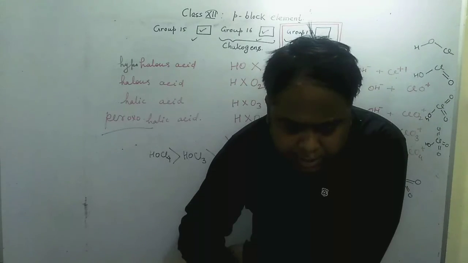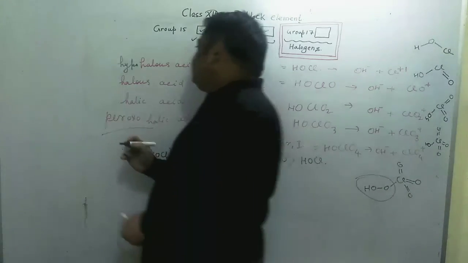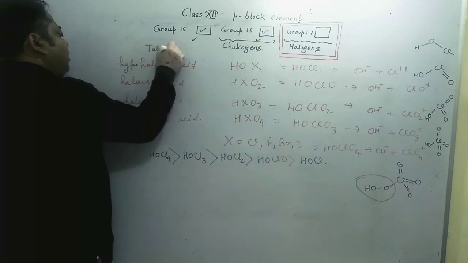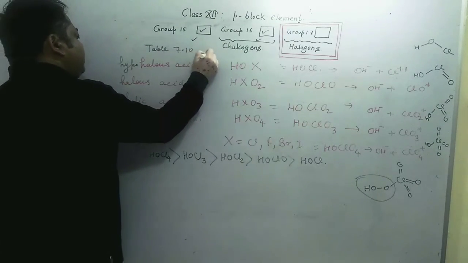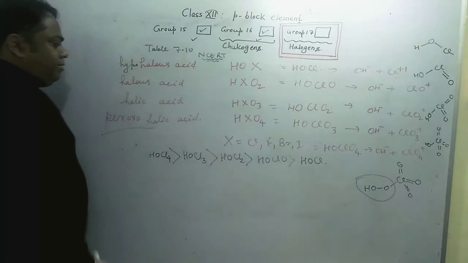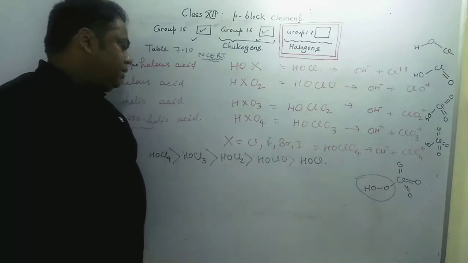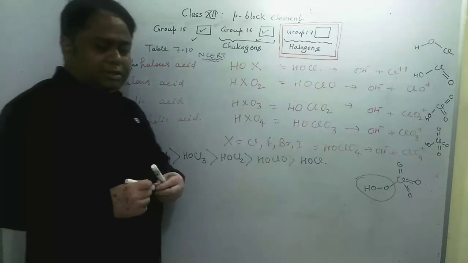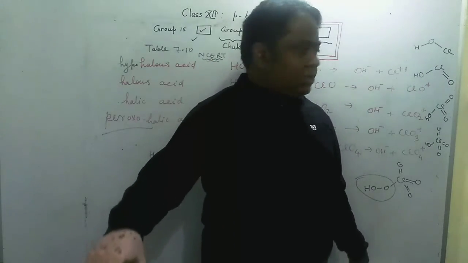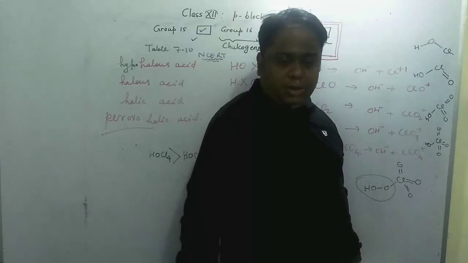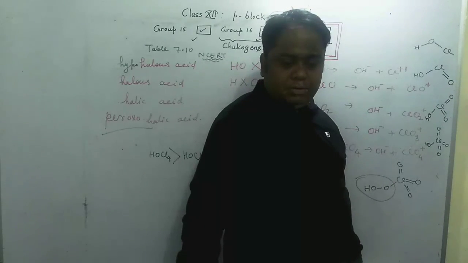Based on this, there is a table, table 7.10. Refer to table 7.10 of NCERT. In the same line, they have replaced X with other halides and formed the possible oxo acids, and their structure is also given. So the structures which I have drawn here quickly are also given in your book, which you can refer to. Okay, do read books because they have organized information.